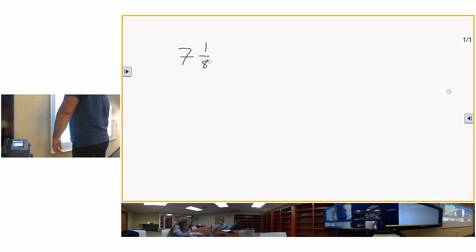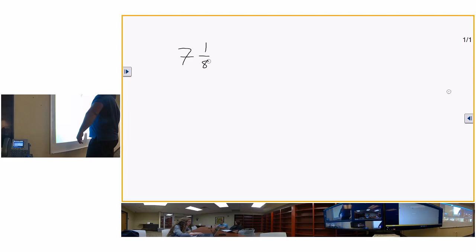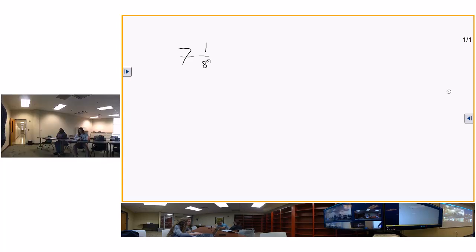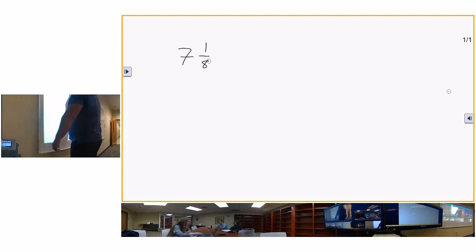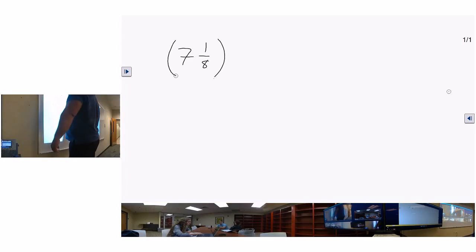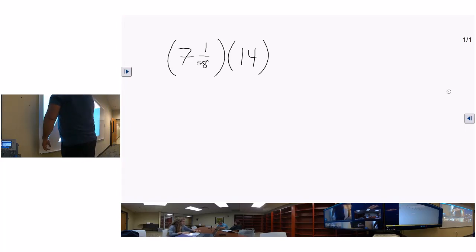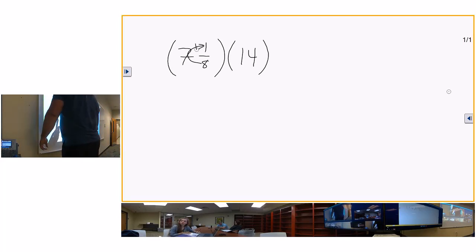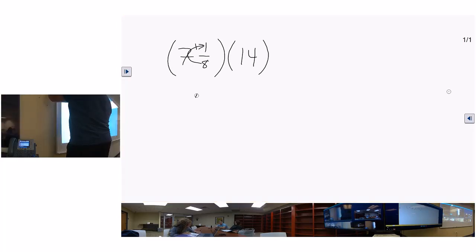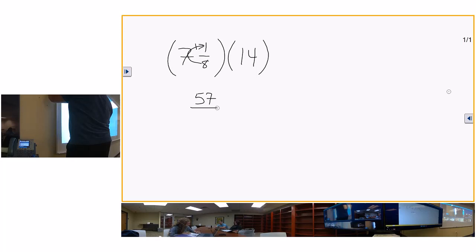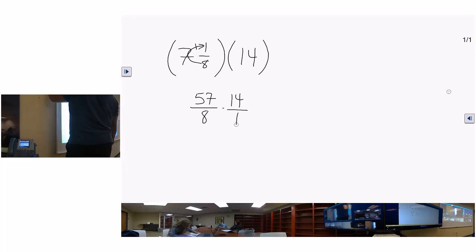And then there was 14. Add, subtract, multiply, divide? Just 14. Oh, you remember about the staircase. Times 14. Okay, so the 7 and 1/8 times 14 steps. Everybody with me? Okay, so we're going to turn this into an improper fraction. 7 times 8 is 56 plus 1 is 57 over 8, multiplied by 14 over 1.